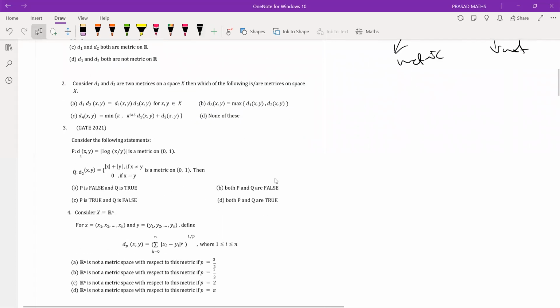Okay. Consider D1, D2 are metrics on a set X. Which of the following are true? These are in the GATE, recent question paper, GATE.